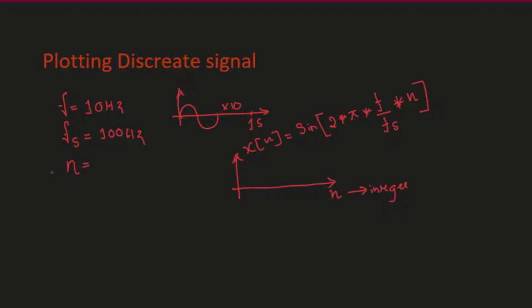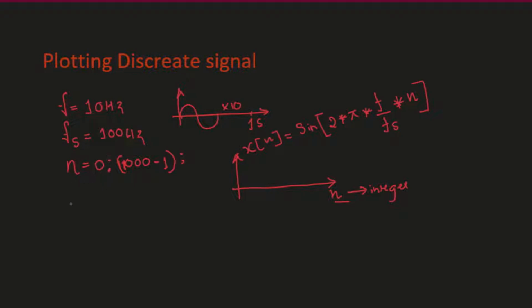Now let me consider that I want to plot 1000 samples of the sinusoidal wave. Again, n is an integer and it has to be an incremental value, usually 1. So my n will start from 0 and go up to 1000 minus 1, because 0 is also included in the samples, so in total 1000 samples.